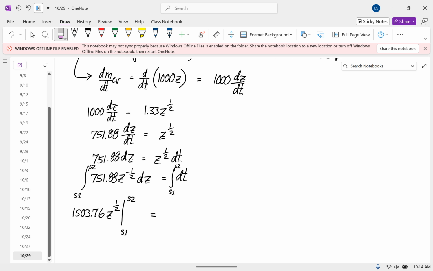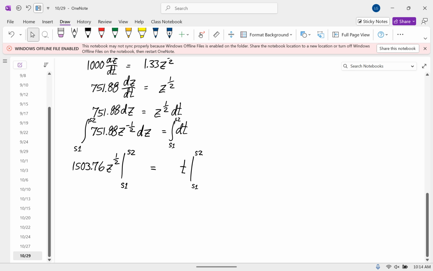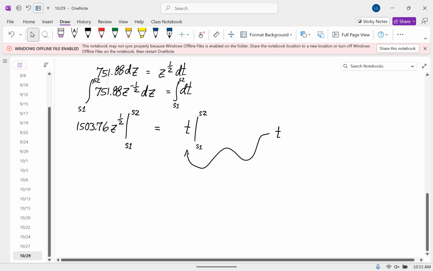Let's just go through the full thing. So you get t evaluated from state 1 to state 2. And so this T at state 1 we'll call 0. T at state 2 is the T we're trying to find. So I'm just going to call it T. We're trying to find that T. Okay, what about this one? We're really close to getting this now. The only thing we don't know is what Z is at state 1 and state 2, but that's pretty easy to find.